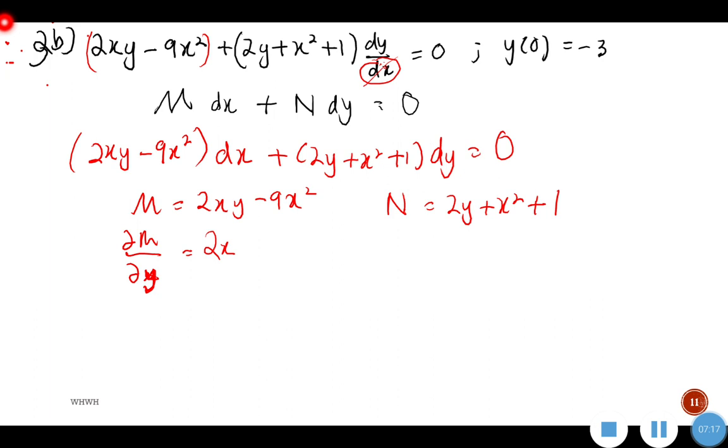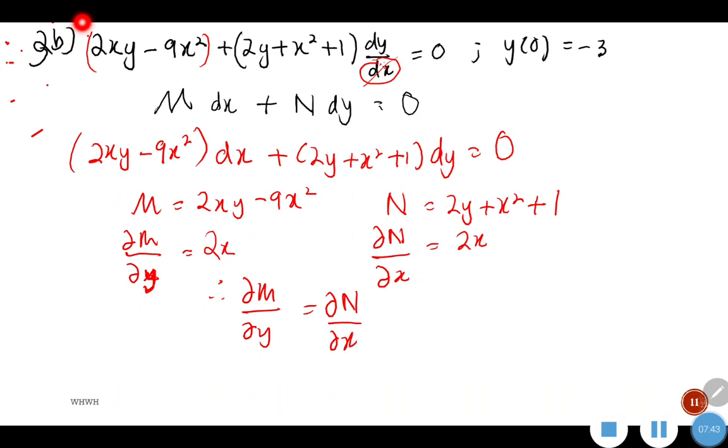0 lah. Okay. And then now, for N equals to 2y plus x squared plus 1, we do the partial derivative with respect to x. Okay, so differentiate 2y now become the constant, so it will be 0. X squared differentiate with respect to x, we get 2x. So now you see, okay, we have del M over del y is equals to del N over del x, meaning that it is exact equation. Alright. Okay, so done with the first step.